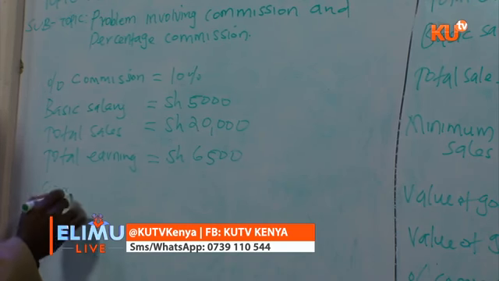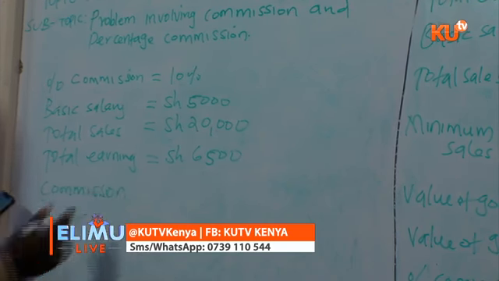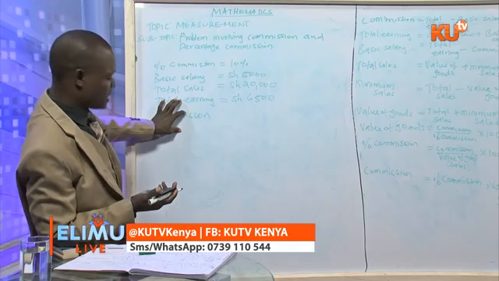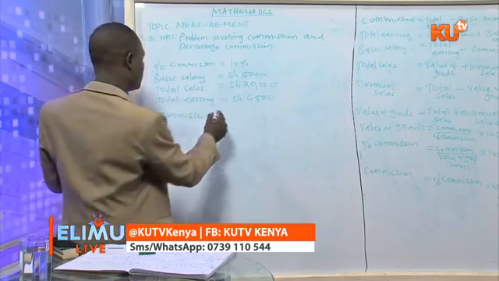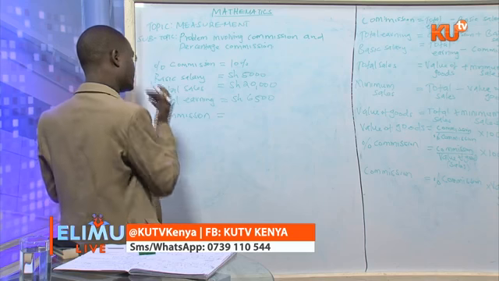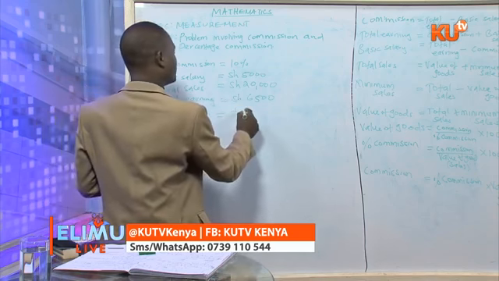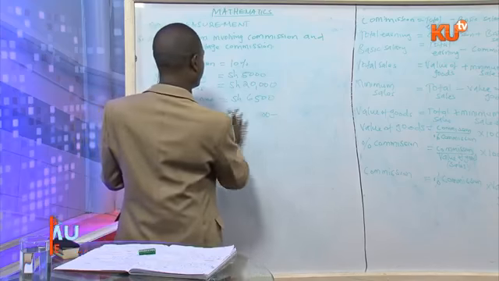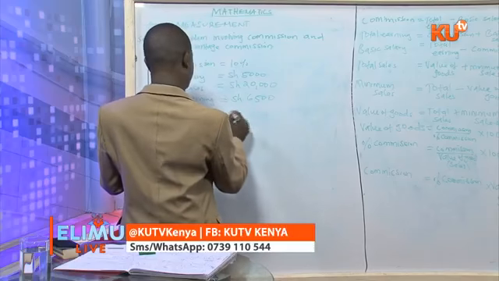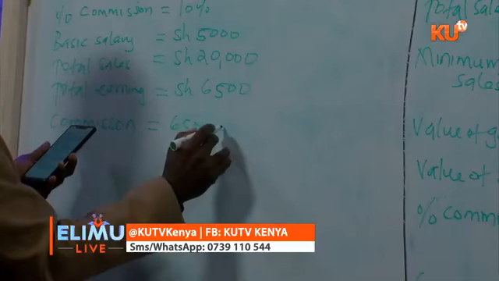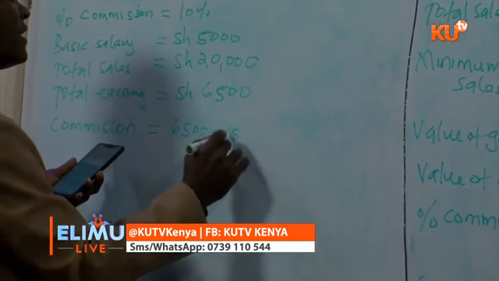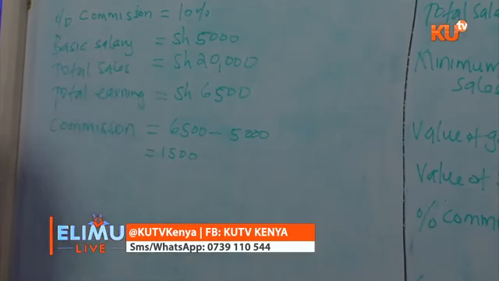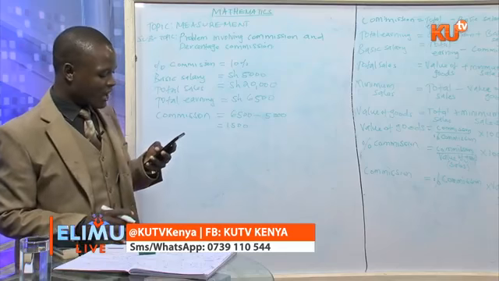And then we also have commission. So we can find commission from this. Now that we have been given the basic salary and the total earning, we can get commission. And so commission is equal to, in terms of total earnings and the basic salary, 6,500 shillings minus 5,000. So this one will give us 1,500 as the commission. So the commission that he got was 1,500.